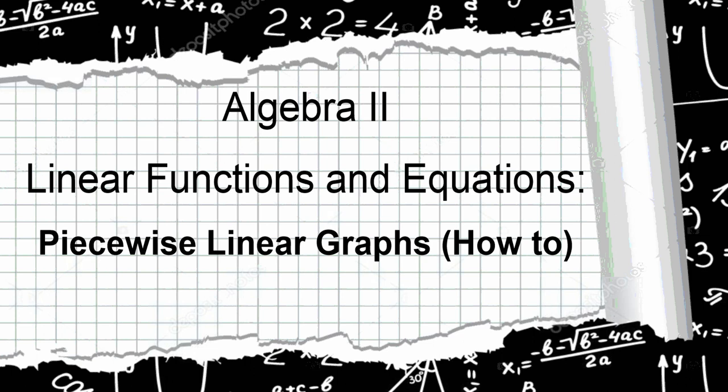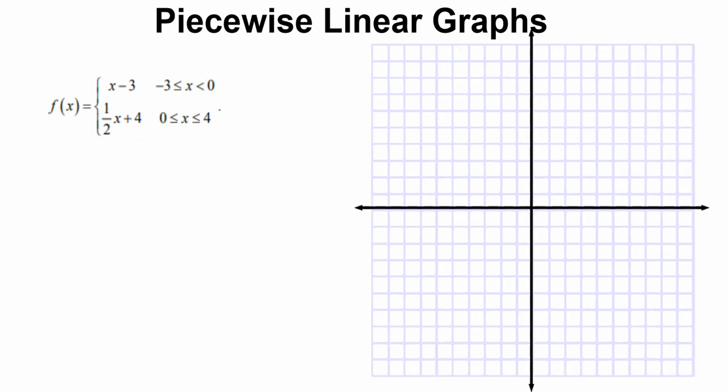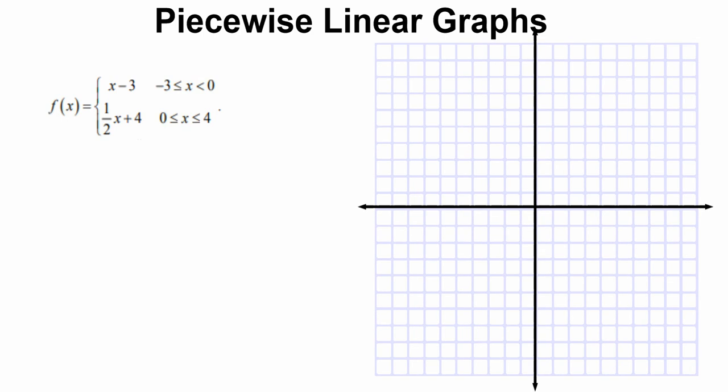Here we're going to talk about what a piecewise linear graph is and how to graph it and relate it to its equation. So in this example, I have an equation, a piecewise function here, which is comprised of two different pieces. That's why it's called piecewise. It's called linear because each of those pieces is a line, or part of a line.